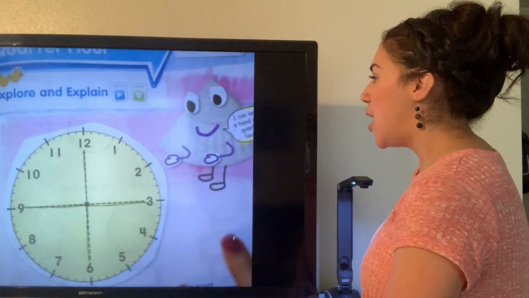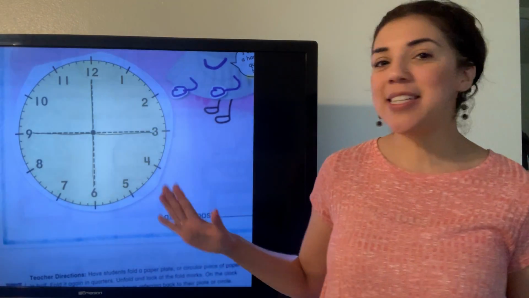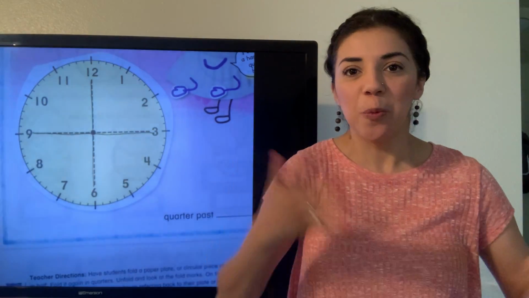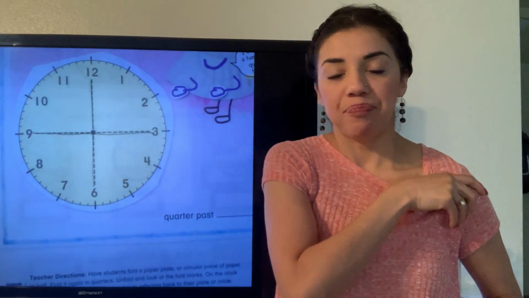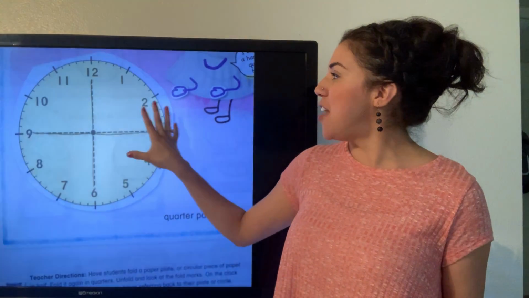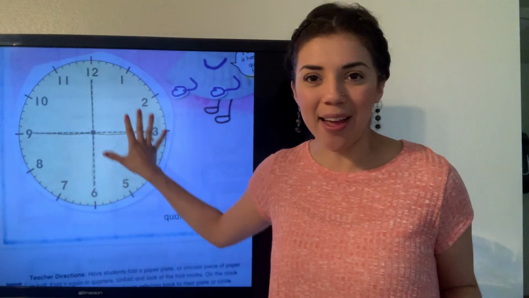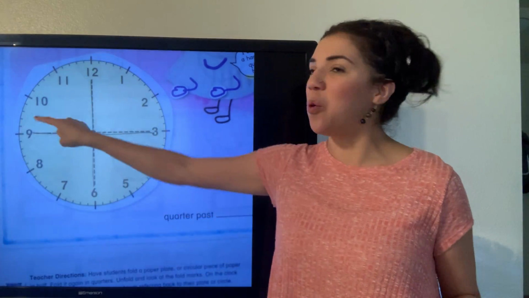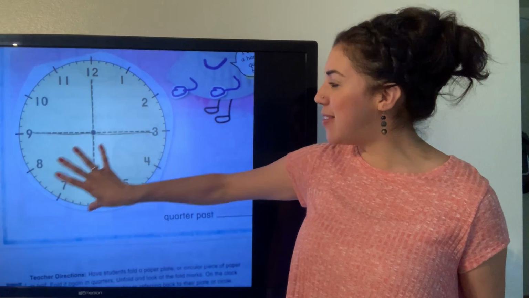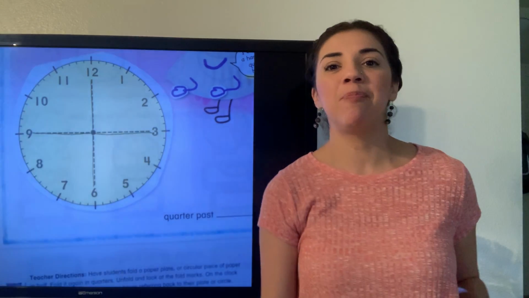Okay, so in your math book, you see an analog clock, okay? And as you can see, it's kind of split up into 4 pieces, which is a quarter. So go ahead and just trace those lines that you see there. If you picture this as a pizza, cut into 4 slices, this would be a quarter of a pizza, and this would be a quarter of a pizza, and this, and this, okay?